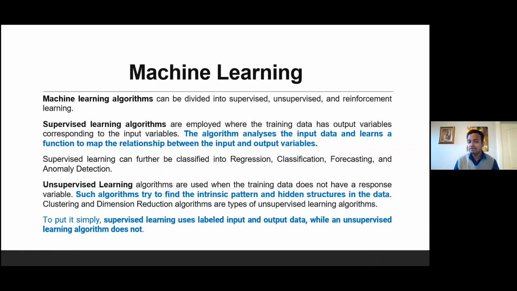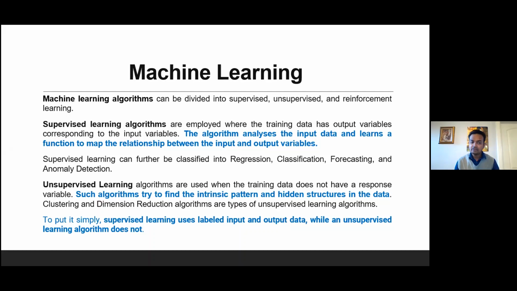So what does supervised learning mean? Supervised learning means that the algorithms analyze the input data and learn a function to map the relationship between input and output variables. We call it supervised learning. Examples of supervised learning are classification, forecasting, and regression.